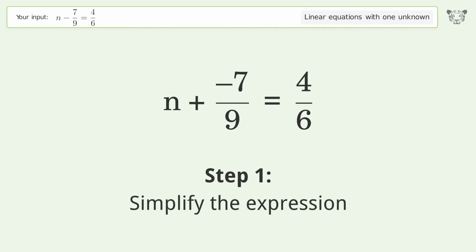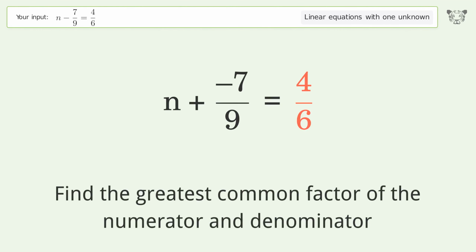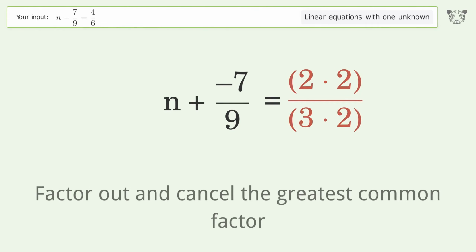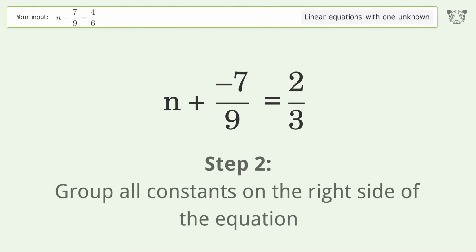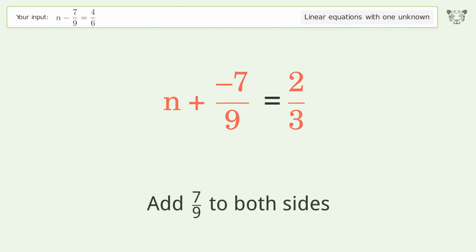Simplify the expression. Find the greatest common factor of the numerator and denominator. Factor out and cancel the greatest common factor. Group all constants on the right side of the equation. Add 7/9 to both sides.